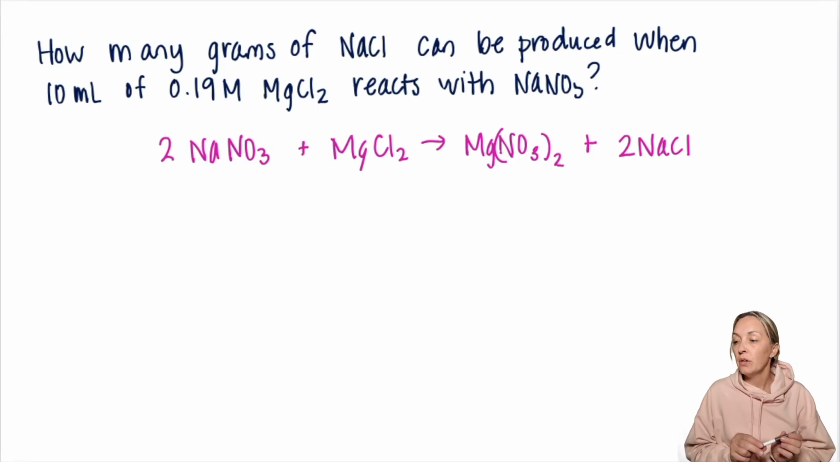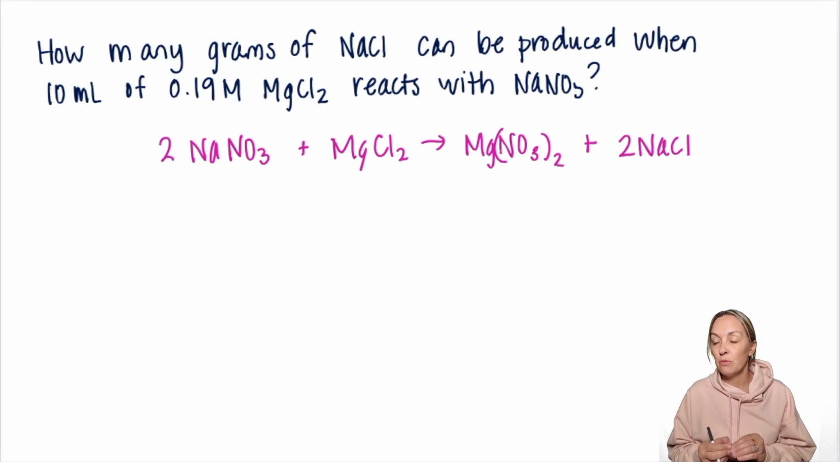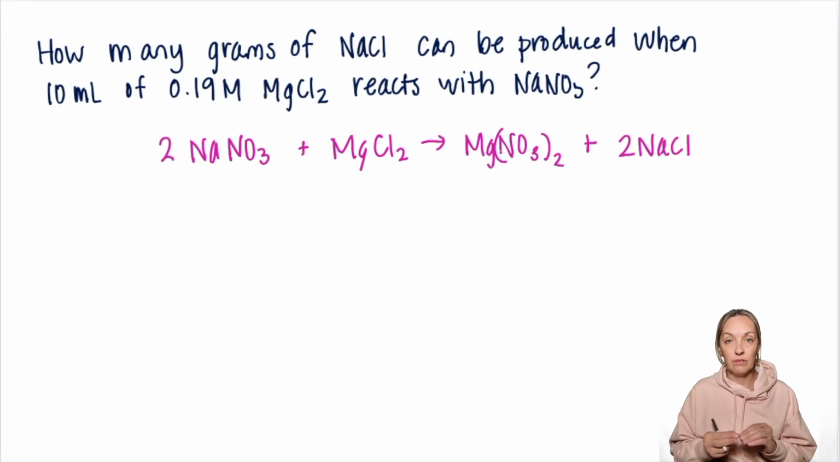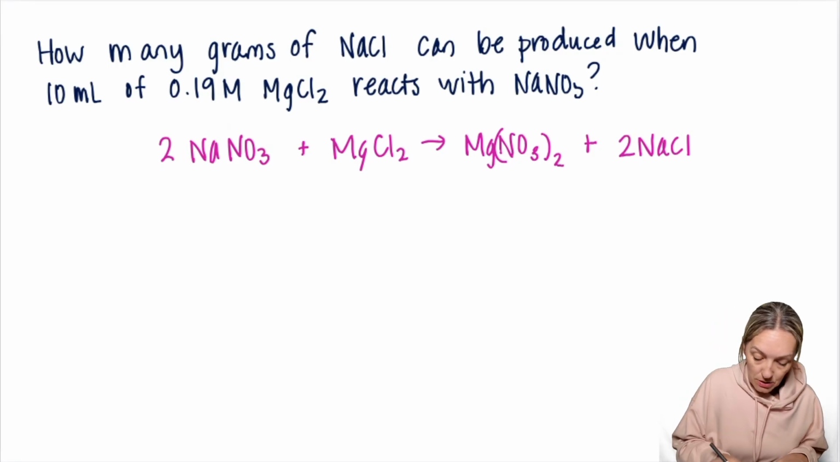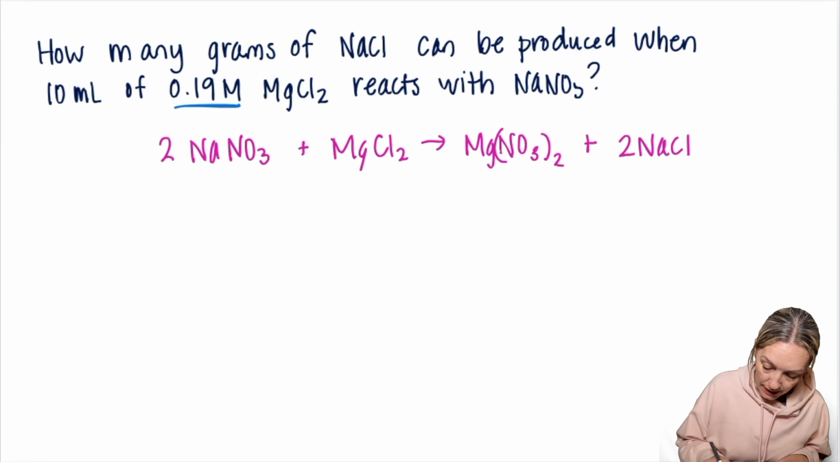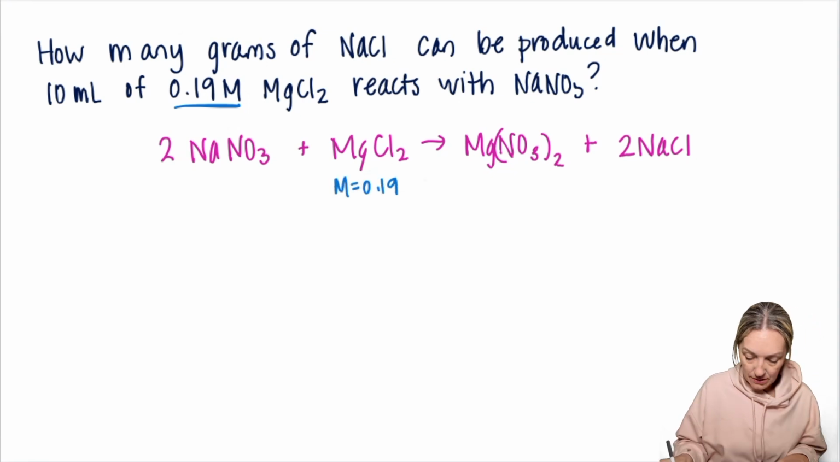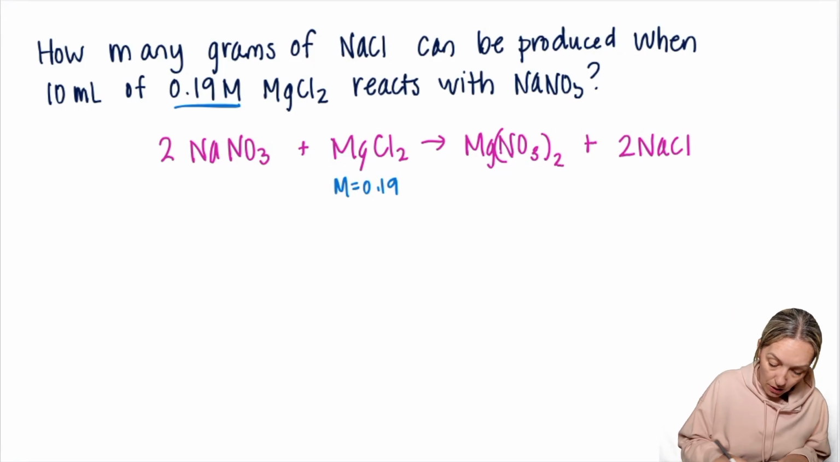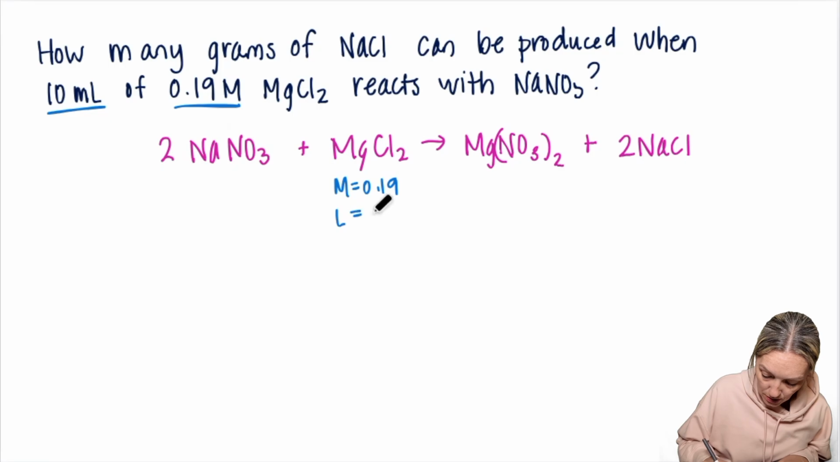All right, let's look at one last problem. This time, I want to know how many grams of NaCl can be produced when 10 milliliters of 0.19 molar MgCl2 reacts with NaNO3. We're going to start this problem the exact same way. We're going to go through and identify what all of our numbers refer to. So I know that I have 0.19 molar MgCl2, so I'm going to list that underneath the MgCl2. I also know that I have 10 milliliters of that MgCl2.